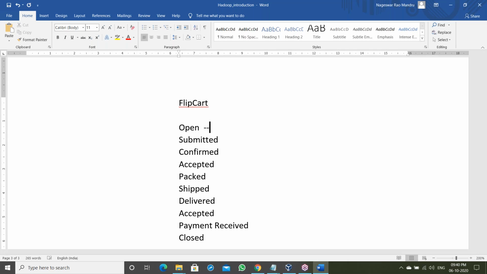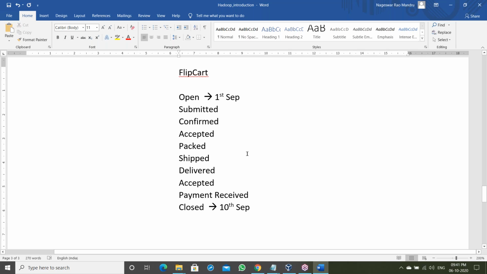Open transaction maybe on the first day of September, closed maybe on 10th September. Within these 10 days the status keeps changing. This is called transaction data. Transaction data can be modified at any time. Initially the status is open, then submitted, confirmed, so the record is being modified over 10 days. Sometimes a record may be modified for 1 year, started in January and ending in December, or taking 6 months or 3 months. That is nothing but transactional data. The data can be modified anytime. This is called transactional, live data.